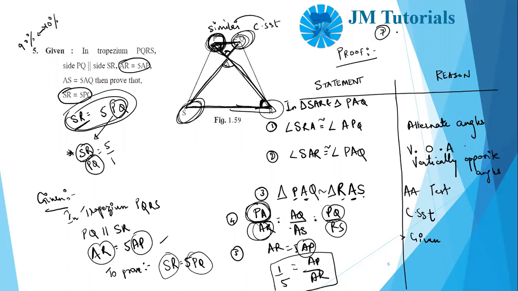Then you say, therefore, in the 7th step, PQ upon RS will also be equal to 1 by 5. Reason? From 4 and 5. Because in 4 you got that this and this are equal, and in 5 you got that AP upon AR is 1 by 5. So you can write 1 by 5 here also. And now you cross multiply: PQ into 5, 5 PQ is equal to RS into 1, which is RS. And I think we are done with what is asked. So finally you write hence proved: SR is equal to 5 PQ. So a very simple question.